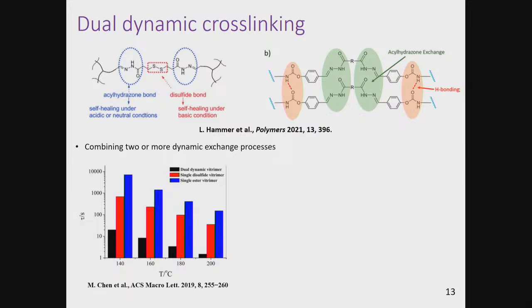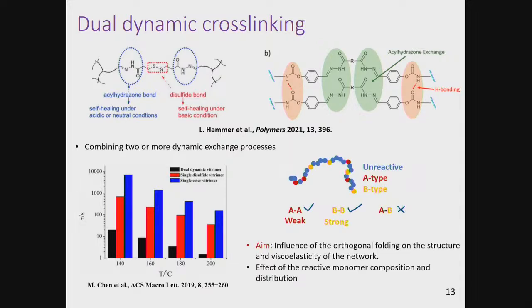This is an experimental work where they look at the stress relaxation times of a disulfide vitrimer, an ester vitrimer, and a dual dynamic vitrimer, which consists of both disulfide and ester. Across various temperatures, you see that when you have a dual dynamic vitrimer, consistently the stress relaxation times are lesser. So you can use this orthogonal chemistry or dual cross-linking to achieve better mechanical properties, or in other words, you can tune the viscoelasticity of the network.